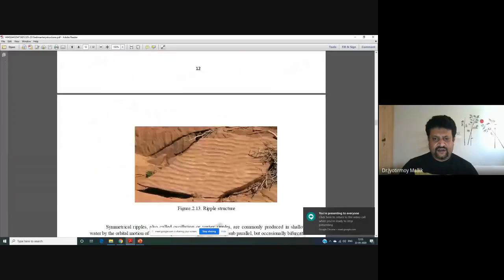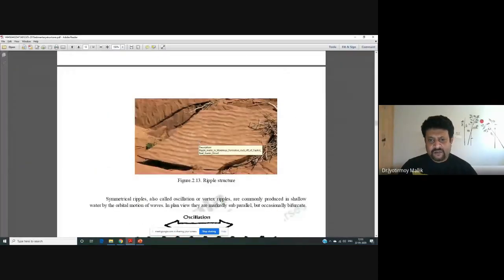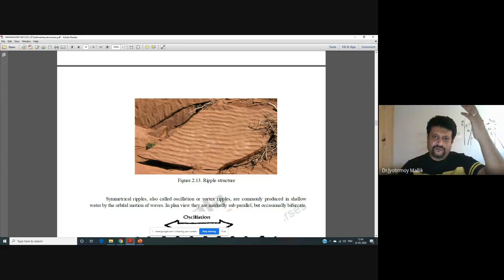Okay, and of course, these are the ripple marks. As you can see, ripple marks generally develop because of either current or wave, and we call them current ripples and wave ripples. Due to the migration of these ripples, of course, you form cross stratifications. And if the ripples are of considerable height, we call them dunes, right?